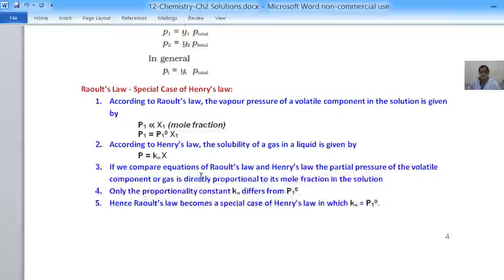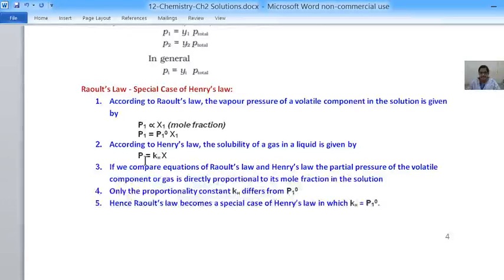Now, if we compare these two equations, that is the equation of Henry's law as well as Raoult's law, we can see that the partial pressure of the volatile component in Raoult's law, and the partial pressure of the gas in Henry's law, is directly proportional to the mole fraction. So in both equations, partial pressure is directly proportional to the mole fraction. The only term that differs in these two equations is the proportionality constant, that is P10 and Kh.